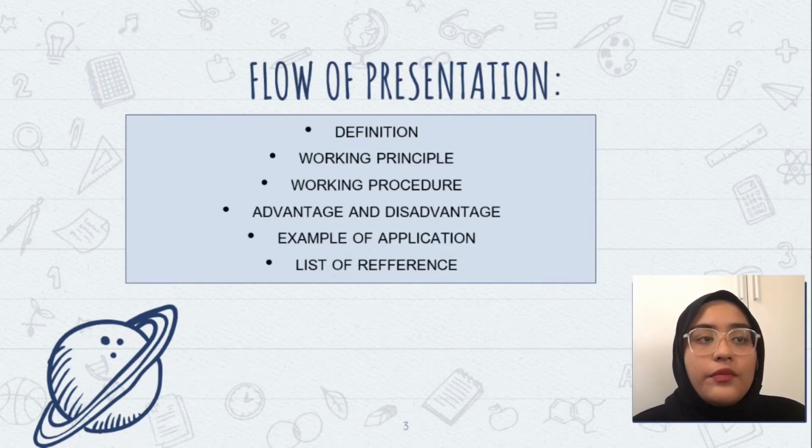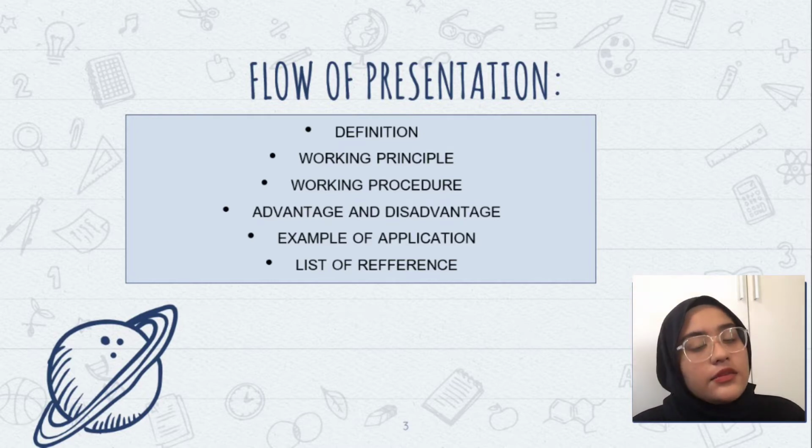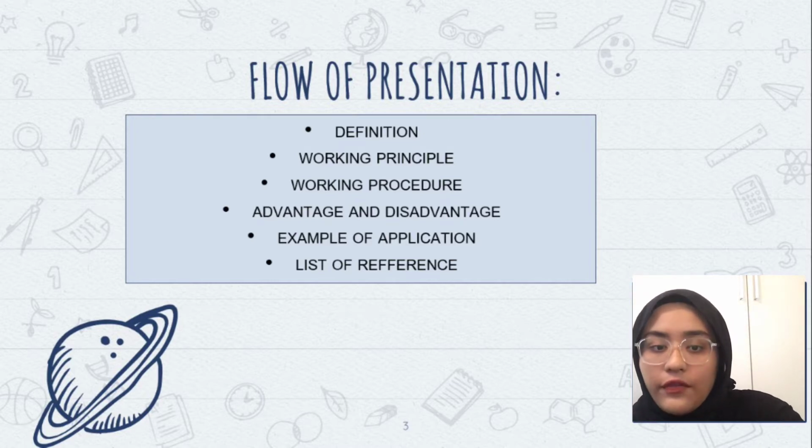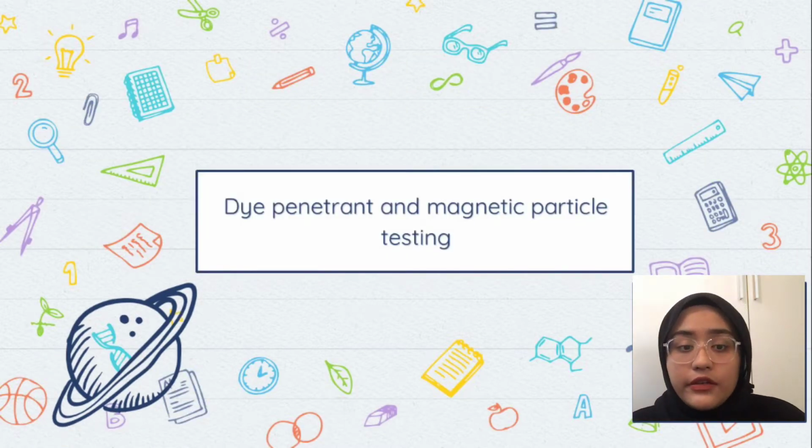So the flow of presentation is very simple. First, I will give you guys the definition, and then working principle, and then working procedure, advantage and the disadvantages, example of application, and last but not least we have the list of reference. So the first one is dye penetrant and magnetic particle testing.